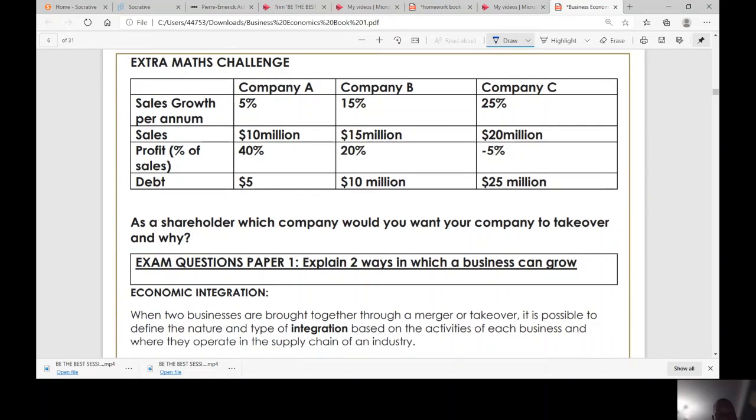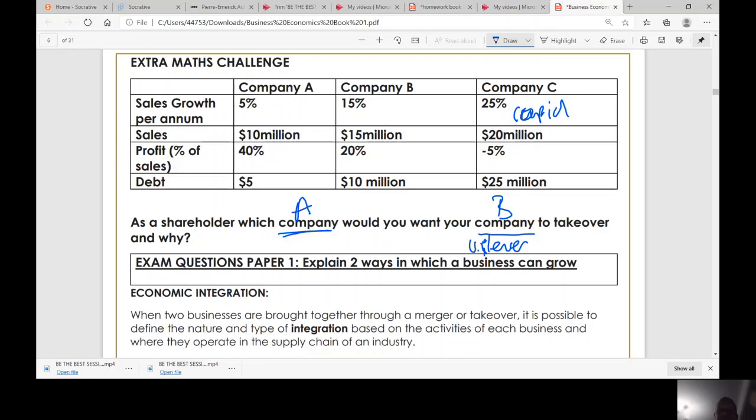The maths challenge part. So looking at this, there's not a right or a wrong answer. There's a few different ways to look at it. So the question says, as a shareholder, which company would you want your company to take over? So just imagine this is company A, company B. You might be Unilever, and you're looking at food producers and thinking, who would you want to buy? So you have sales growth per annum. So this is how fast companies are growing. So this is rapid growth. That might be one thing you look at. So this company is growing very quickly. Company C and company A is growing very slowly.